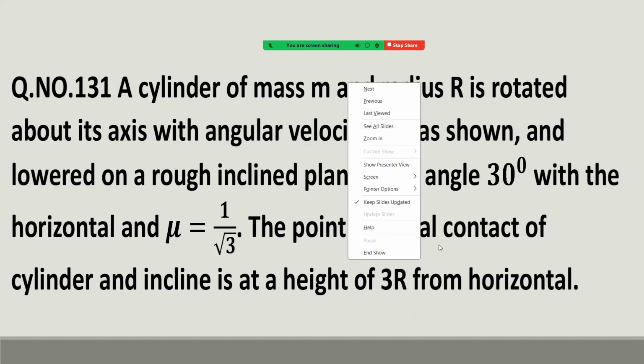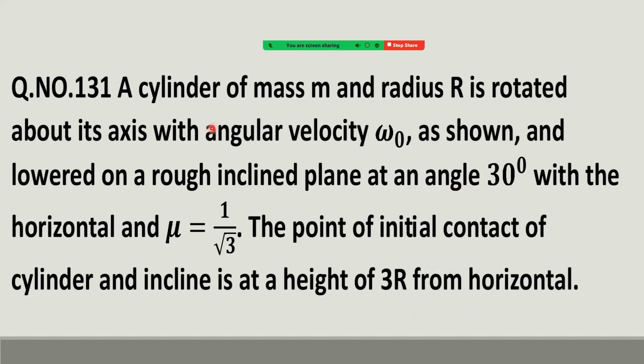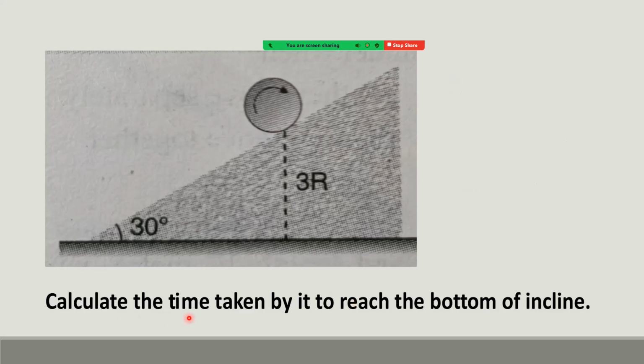See the question. A cylinder of mass m and radius r is rotated about its axis with angular velocity omega naught as shown and lowered on a rough inclined plane at an angle 30 with the horizontal, and mu equal to 1 by root 3. The point of initial contact of cylinder and incline is at a height of 3r from horizontal. Calculate the time taken by it to reach the bottom of incline.